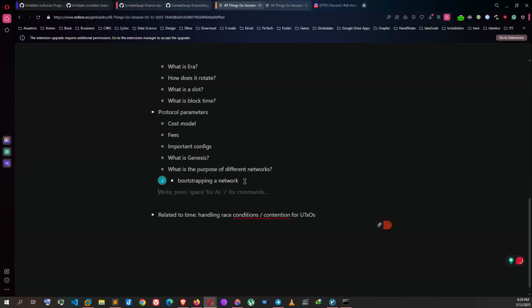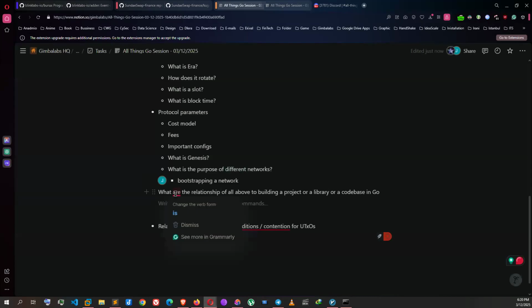I'm trying to come up with that kind of question: what is the relationship of all the above to building a project or library or a code base?